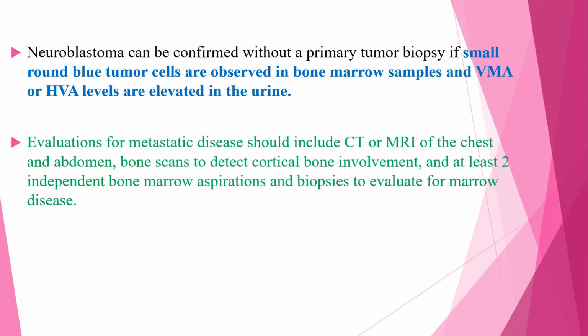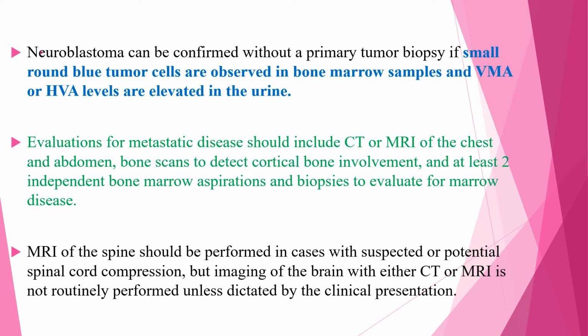Evaluations for metastatic disease should include CT or MRI of the chest and abdomen, bone scans to detect cortical bone involvement, and at least 2 independent bone marrow aspirations and biopsies to evaluate for marrow disease. MRI of the spine should be performed in cases with suspected or potential spinal cord compression, but imaging of the brain with either CT or MRI is not routinely performed unless dictated by the clinical presentation. So, overall, neuroblastoma can be diagnosed by increased vanillylmandelic acid and homovanillic acid levels in the urine with bone marrow samples that show small round blue cell tumors.